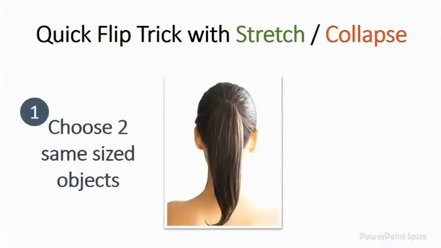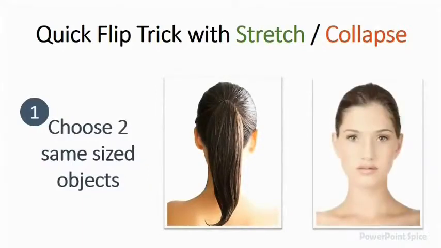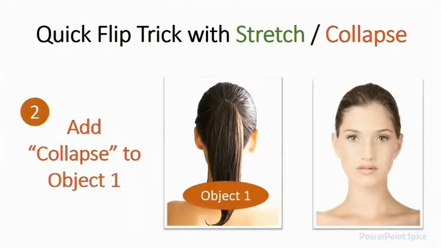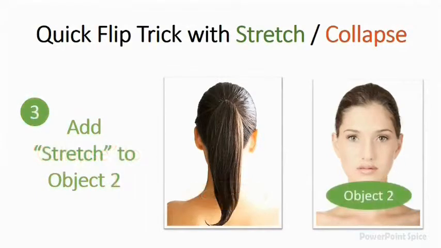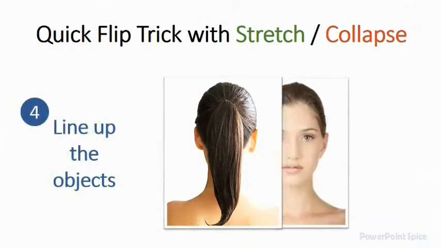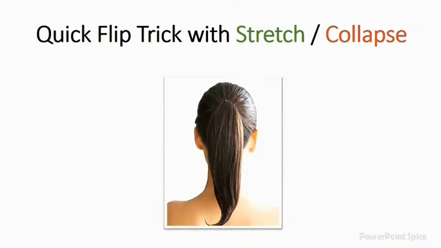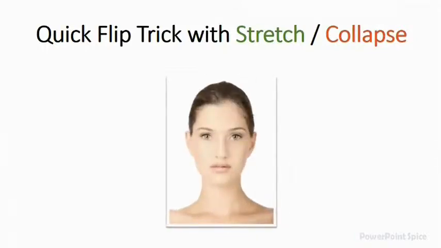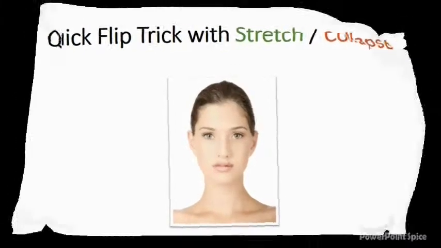Just choose 2 objects of the same size, then add a collapse exit to the first, and add a stretch entrance to the second, and make it start after previous in the animation timing. Then line up the objects so that one is behind the other. Doesn't matter which is on top. And here's what you get. Extremely simple, but kind of cool. Wish they had more animations to play with though, but oh well, I guess. Maybe in the next version.